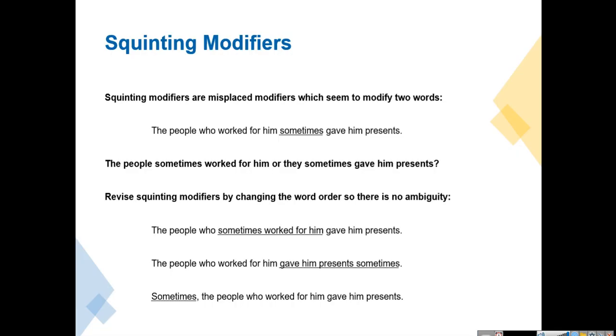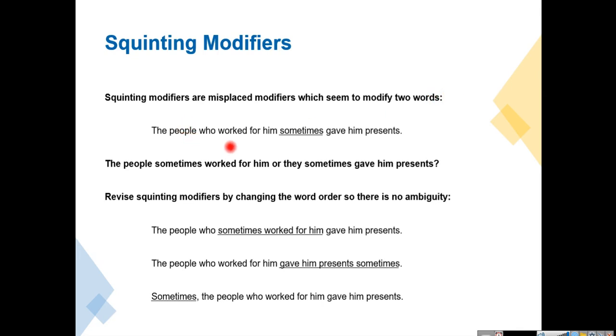Now we also have squinting modifiers. Squinting is just a synonym for blurry, which is not very clear. It's exactly that: modifiers that are not very clear. And so we have this definition: squinting modifiers are misplaced modifiers which seem to modify two words. All right, we have ambiguity here.